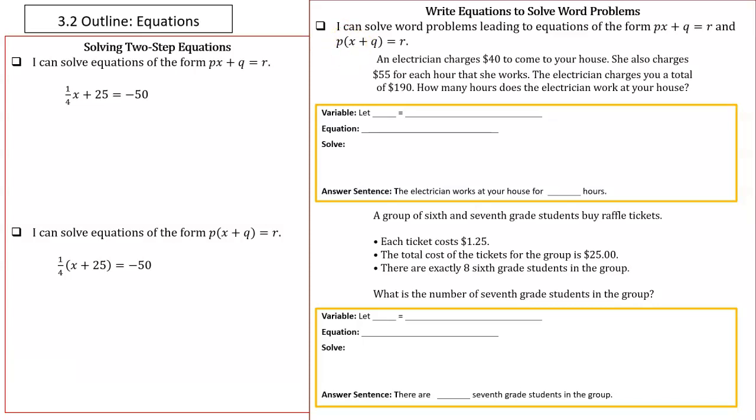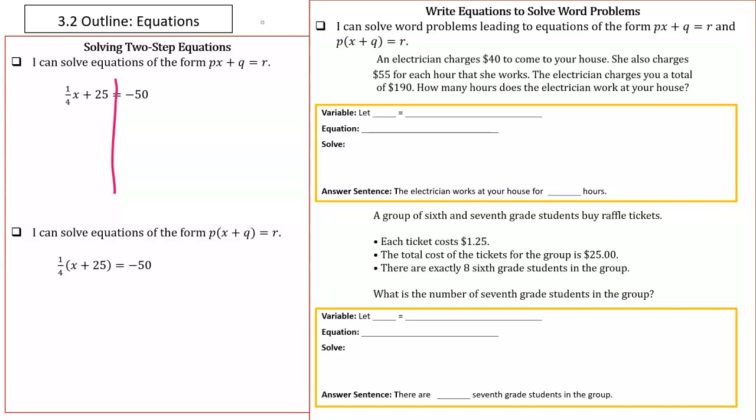This is the outline for section 3.2, solving equations. If I look at this first example, 1/4 x plus 25 equals negative 50. The first thing I'm going to do is draw a line through my equal sign to keep track of the left side and the right side.